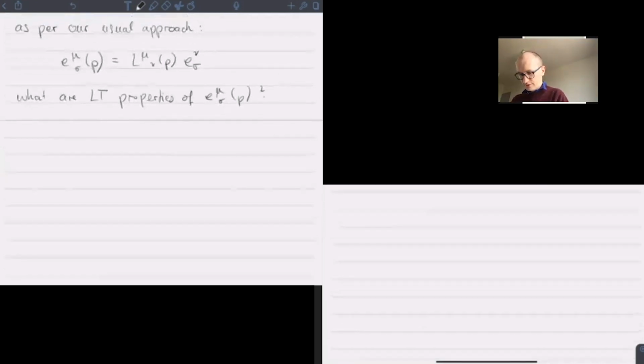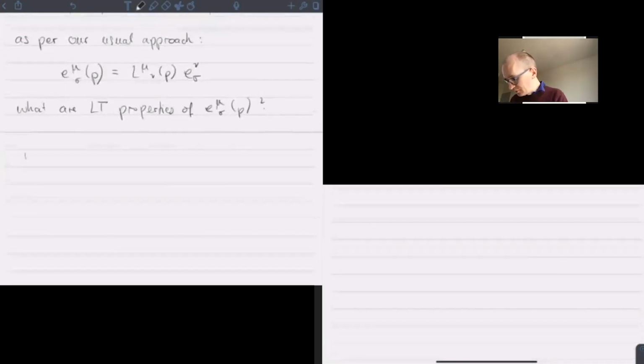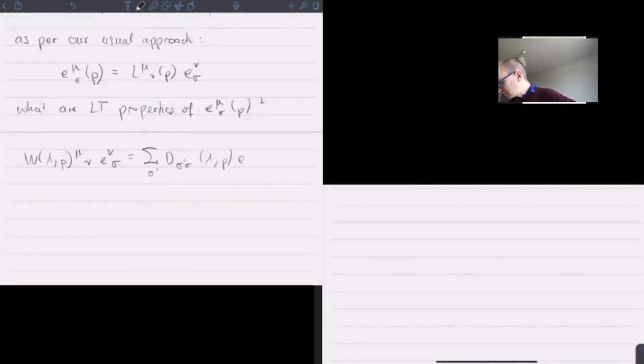Great. So what are the Lorentz transformation properties of E^μ_σ(P)? Well, we know that the little group element W(Λ,P) acting on E^μ_σ, again in the rest frame, gives our friends, these D matrices D(W(Λ,P)), acting on E^μ_σ'.